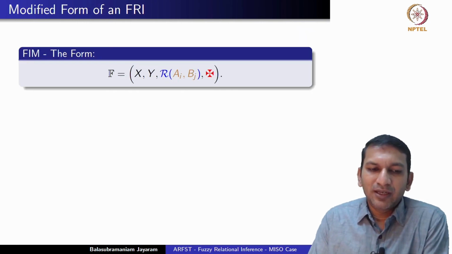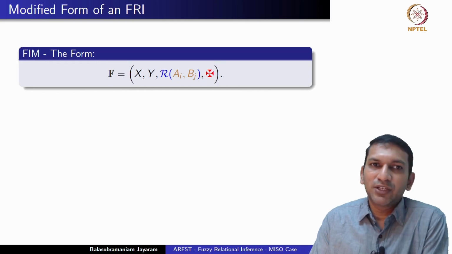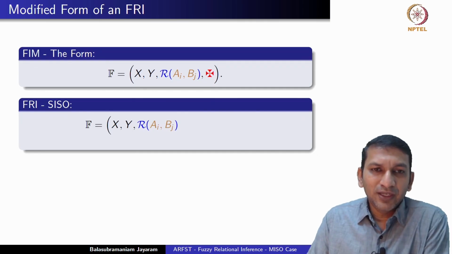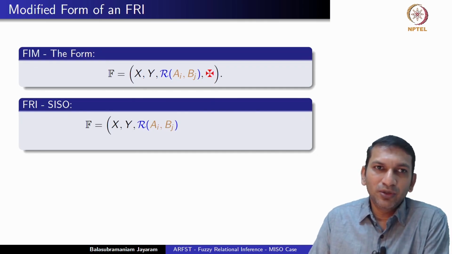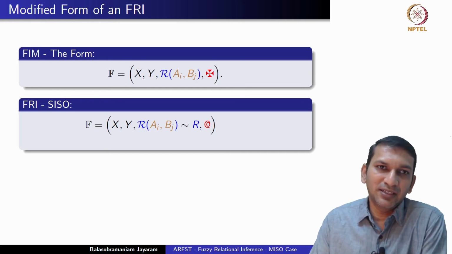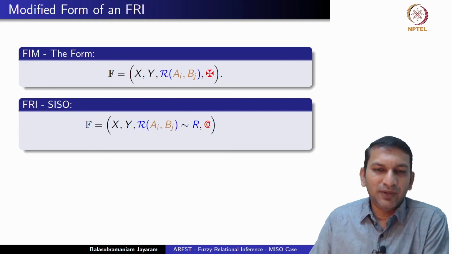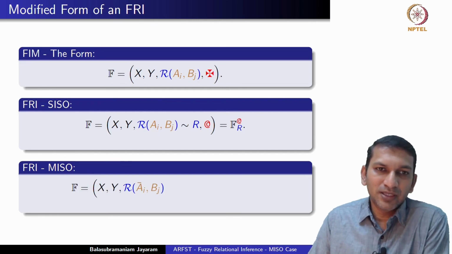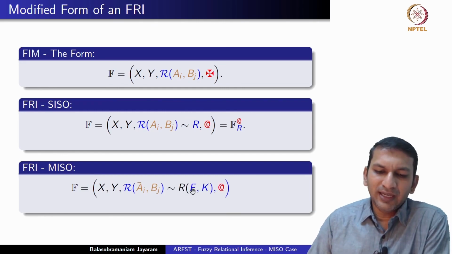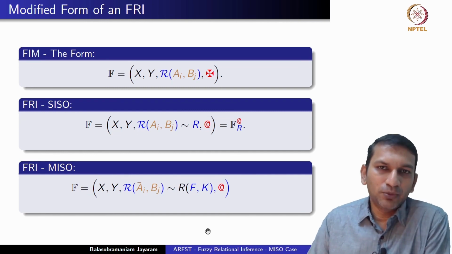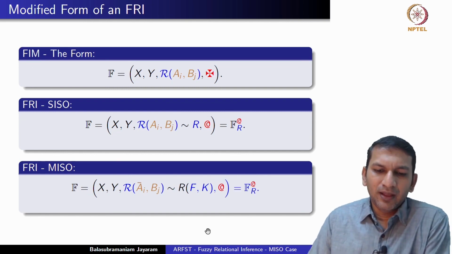We know that a general fuzzy inference mechanism can be represented by this quadruple. In the case of a single input, single output rule, we saw that we could obtain a relation from just an operation F, which related the antecedent to the consequent, and we needed a composition operator. In the case of a multi-input single output rule, we not only need an F, but also an antecedent combiner K, and of course the composition operator.